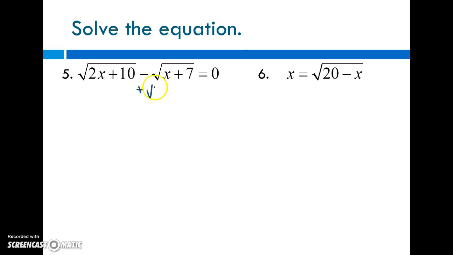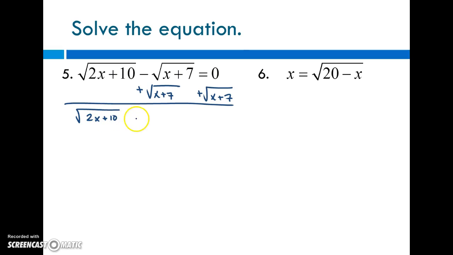I'm going to add radical x plus 7 on both sides. And I have the square root of 2x plus 10 is equal to the square root of x plus 7. Now it's okay for me to get my radical by itself. So I'm going to have you go ahead and square both sides. And so these cancel out, and I have 2x plus 10 is equal to x plus 7.